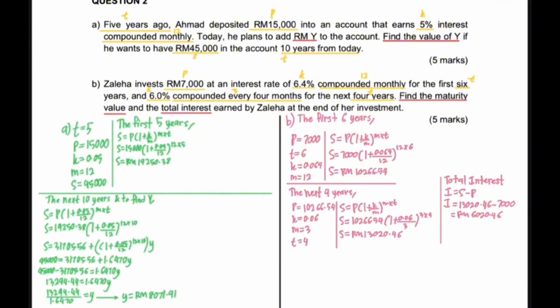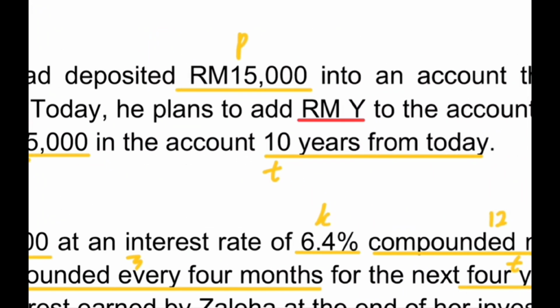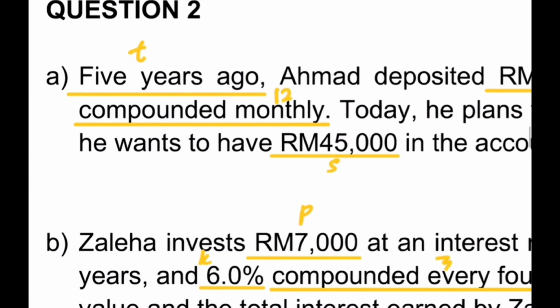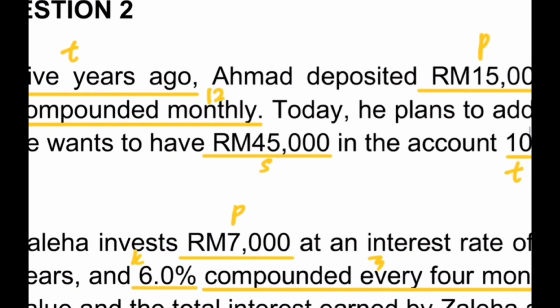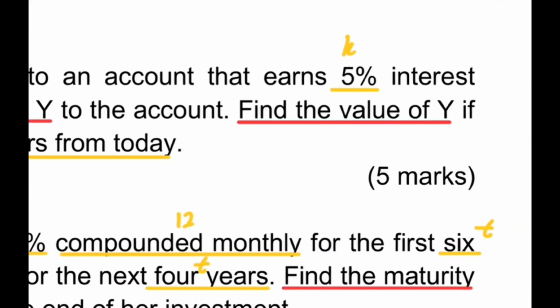So the first thing I am going to do is to take up the information given. 5 years ago is the T. 15,000 ringgit Malaysia is the P. 5% is the K. Compounded monthly is M equals to 12. 45,000 ringgit Malaysia is the S. 10 years is the T. And the question wants me to find the value of Y.